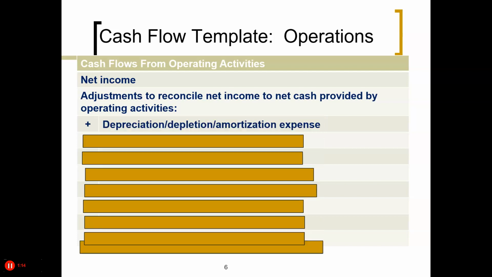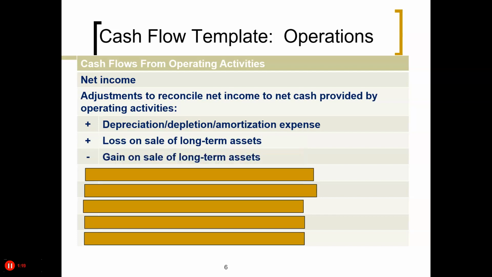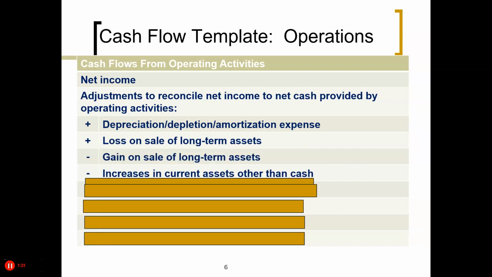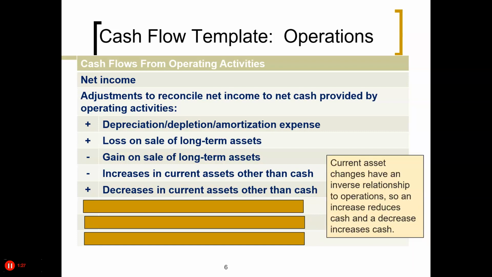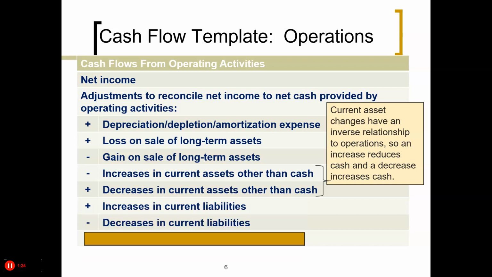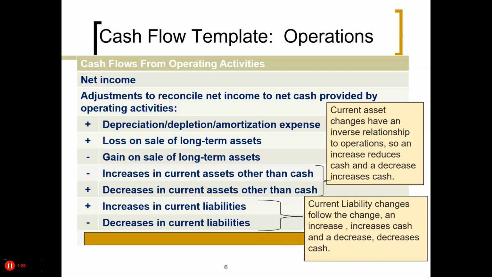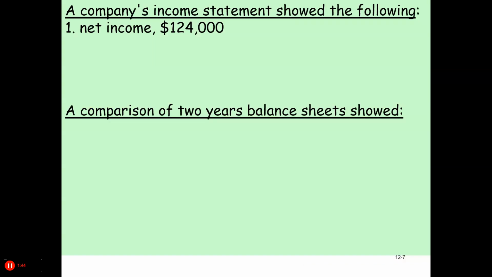Indirect method. Depreciation we add back in, losses we add back in, gains we subtract out, increases in current assets are subtracted out, decreases are added in because there's an inverse relationship. Increases in current liabilities are added in, decreases are subtracted because they go in the same direction as the change in the account. And that's how we get net cash provided by operating activities.